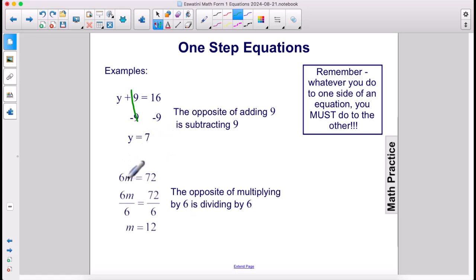Here, m is being multiplied by 6. In order to undo that multiplication, we need to divide. So we're going to divide the left side by 6, and whatever we do to the left side, we have to do to the right side. Therefore, the 6's will cancel out on the left side, and we have m equals 12.